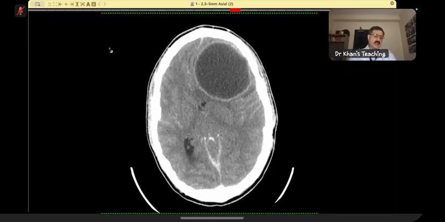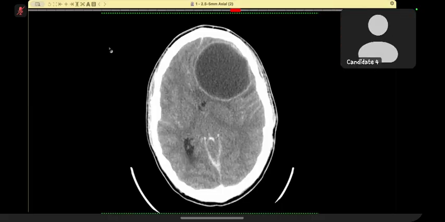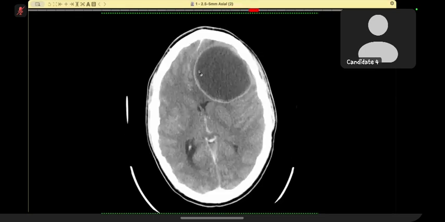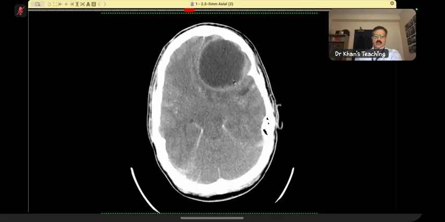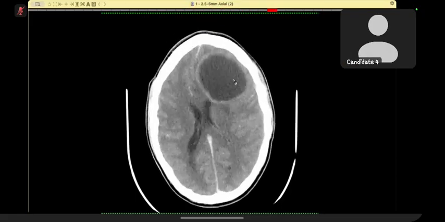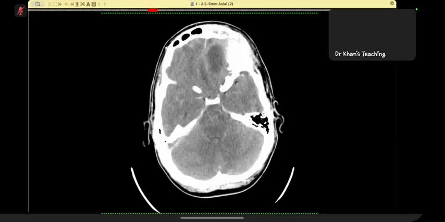Okay, so it was an easy case, and the key thing was to ask for a bone window, which you did. But did you describe the findings related to the abscess, what it is doing to the brain? Sir, I said it is causing subfalcine herniation, compression, and effacement of the ventricles. Yes, mass effect. Right.